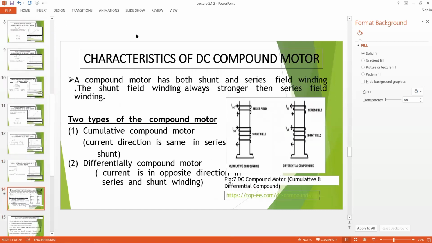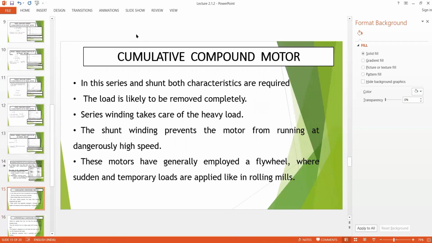These are the characteristics of a DC compound motor. Two types of compound motor, as I told you: differential compound or cumulative compound. If the direction of current is the same, it is cumulative. If it is opposite, it is differential. So in a cumulative compound motor, we require both characteristics, series and shunt.